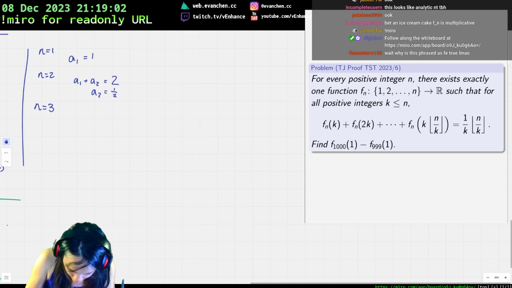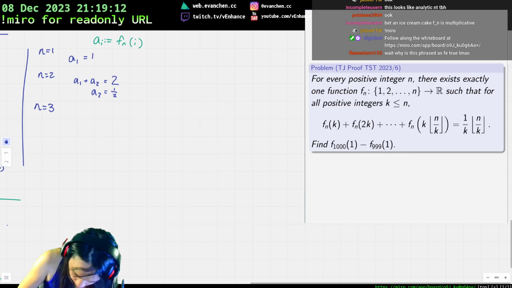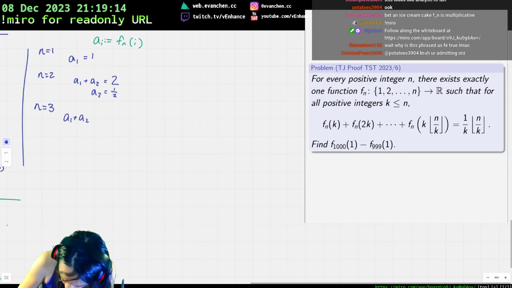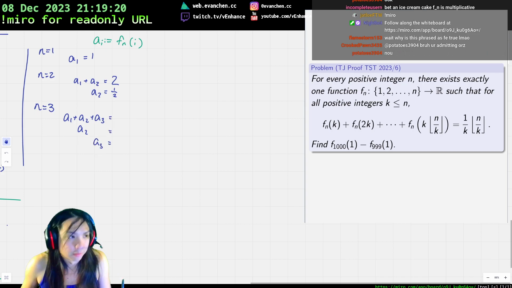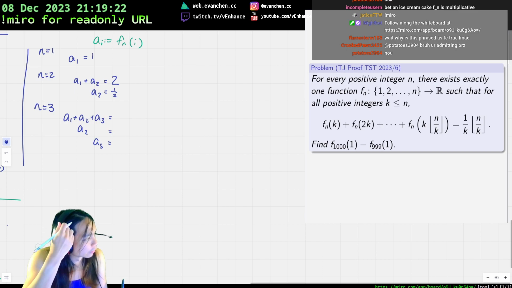So yeah, at this point the a sub i is shorthand for F and i, because that is what it is. All the even ones, all of these things. I'm just gonna write down the first few examples.